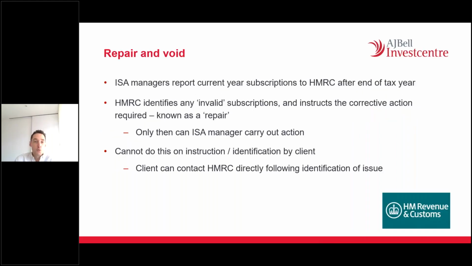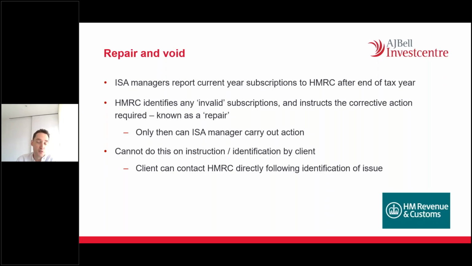Just a little bit on the actual management of ISA subscriptions. So currently the ISA manager will report all the current year subscriptions to HMRC at the end of the tax year. So each ISA manager sends a big report to HMRC. They then consolidate all that data, and at that point HMRC will identify any what they call invalid subscriptions. So typically that will just mean someone who's gone over their 20,000 limit with a couple of different providers.